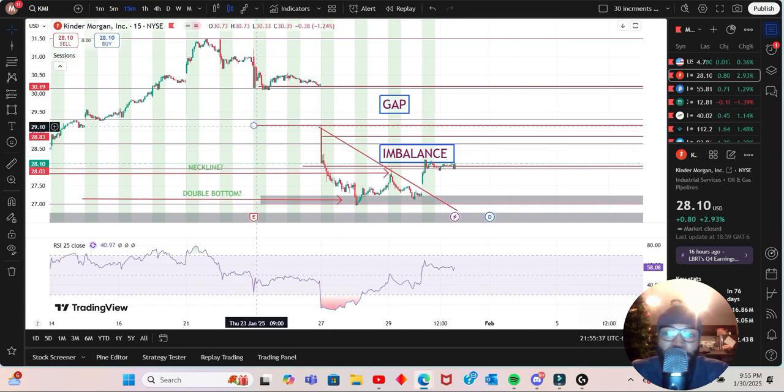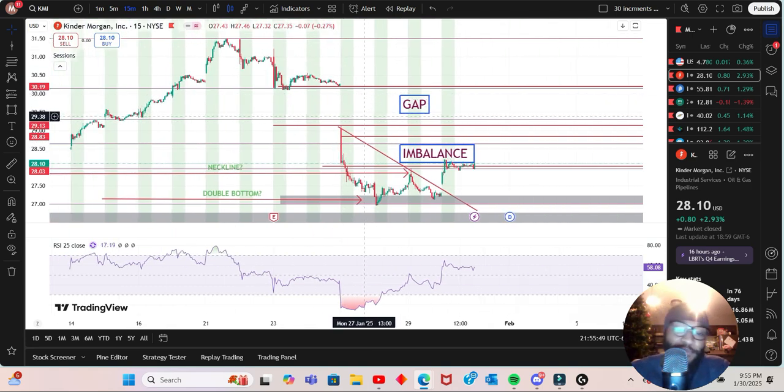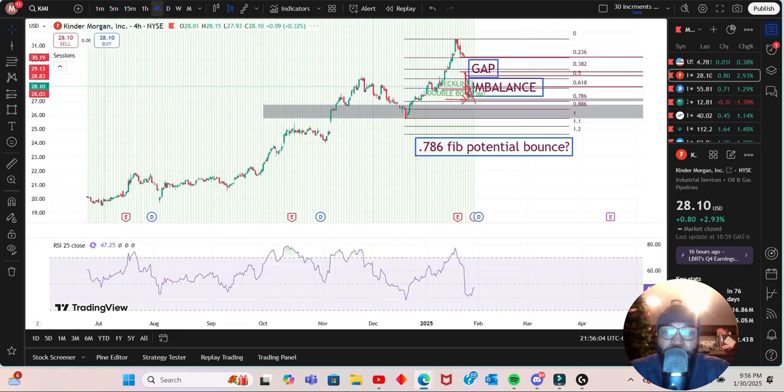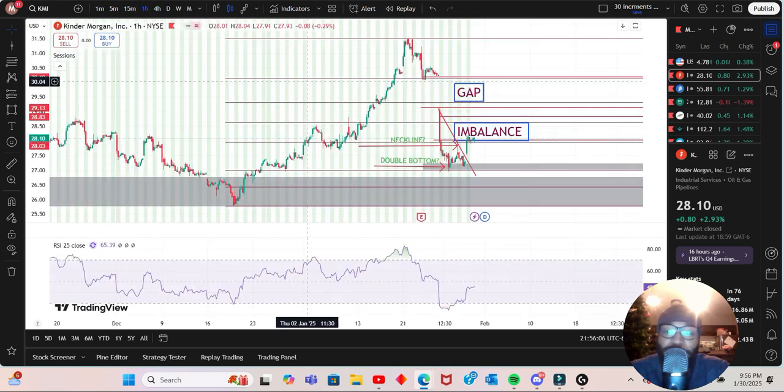So Kinder Morgan is another company that is in the energy space. But look at this. I seen this double bottom right here, and I seen this big gigantic push to the downside, and overall Kinder Morgan is in an uptrend, right? So the only thing I'm looking for is buy opportunities.